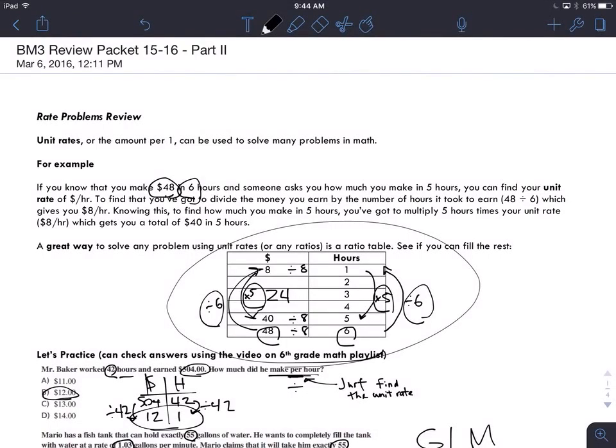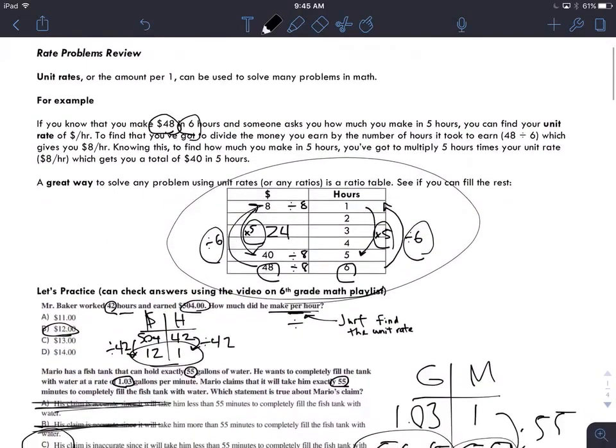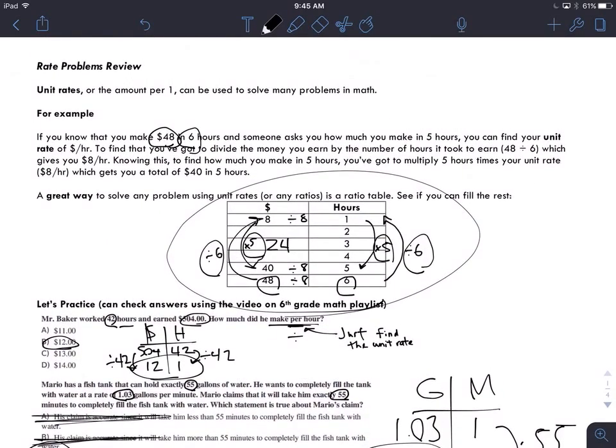All right, let's do this thing. So I already annotated this document. I just want to go through and talk it up a little bit. So the first thing I show on here is using a ratio table.